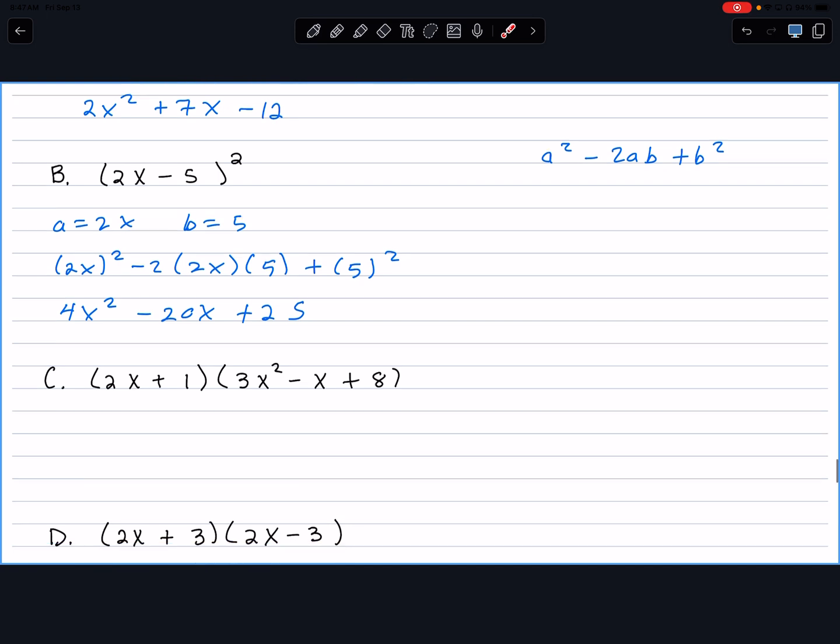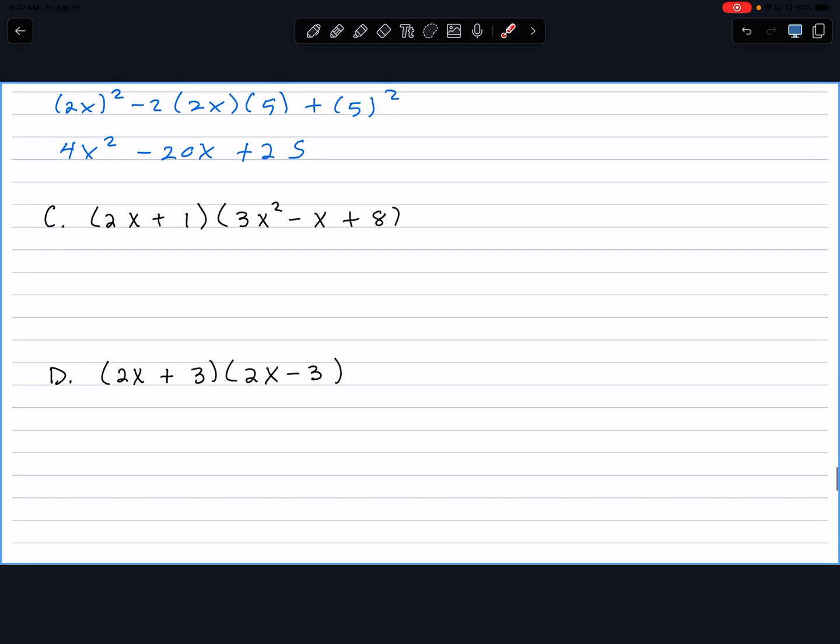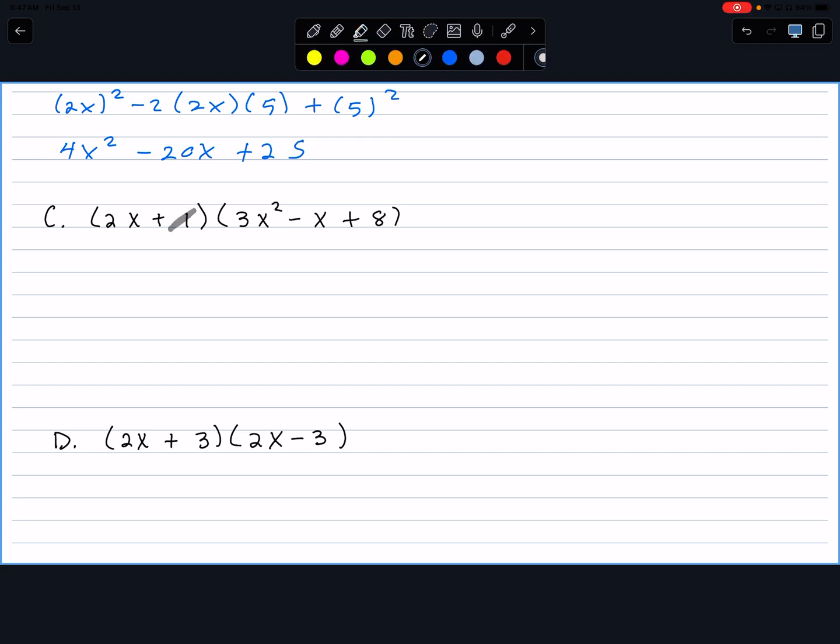No? Okay. Next one. So these are put together through multiplication. Reminder on how that works. I'm going to ignore the 1. I'm going to take that 2x and distribute it to every term in the trinomial. So 2x times 3x is 6x squared. It's cubed. 2x times negative x is negative 2x squared. 2x times 8 is 16x. I'm now done with the 2x, so I can ignore it. And now I can take the 1 and distribute it to the trinomial. So we get 3x squared.